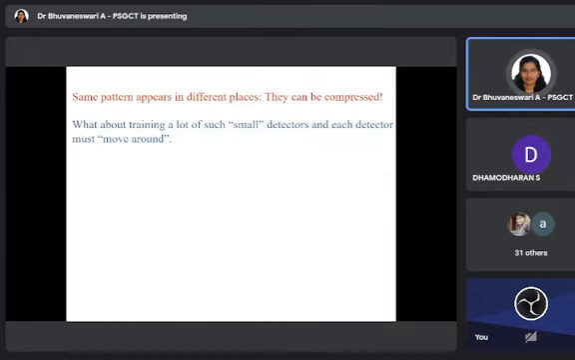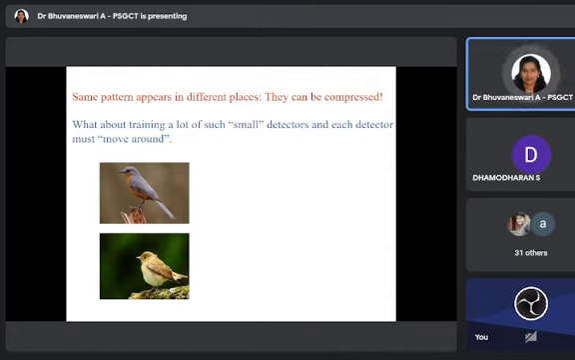So how do you train the model? What about small detectors, and each detector must move around. Now what does this mean? Consider this bird image. This bird is taller than the second bird, right? The second bird is smaller, and again the beak is small. And when you take an image, though the image size is the same, the image content differs, right?